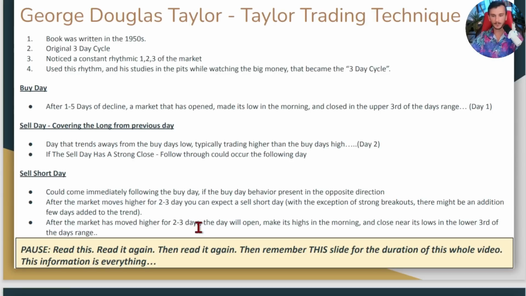After the market has moved higher for 2 to 3 days, the day will open, make its high in the morning, and close near its low in the lower third of that day's range. That probably sounds like a first red day. Now, I want you to stop. I want you to read through this a few more times and just make sure that you remember the different lines that I have here about the different days, because later on in this video, when I bring everything full circle, this is going to make a lot more sense and hopefully help you to truly understand what you're looking for on any given day.